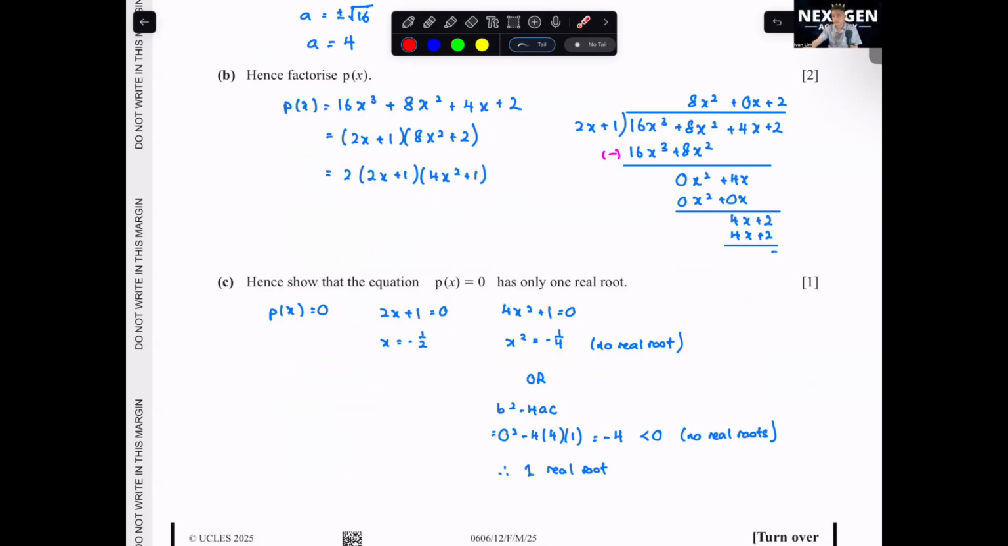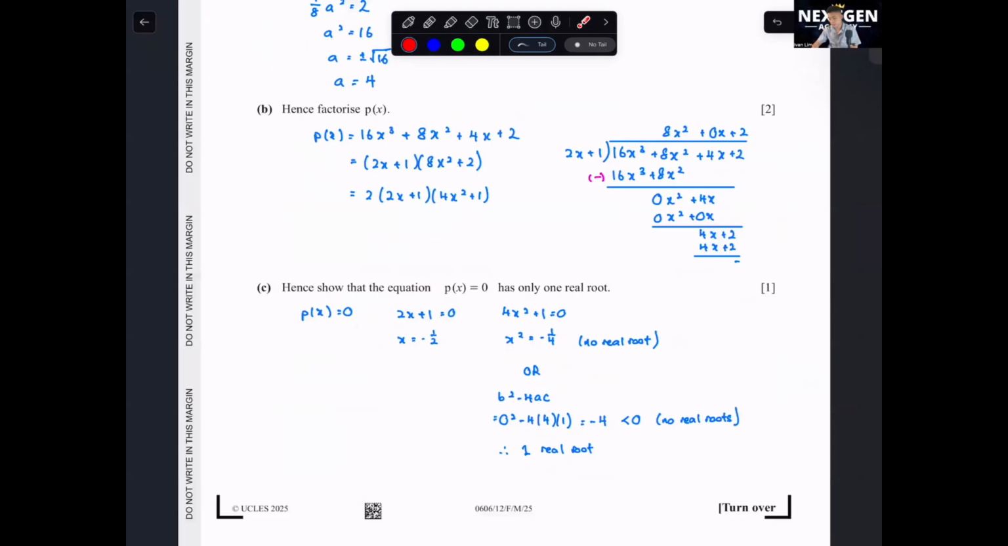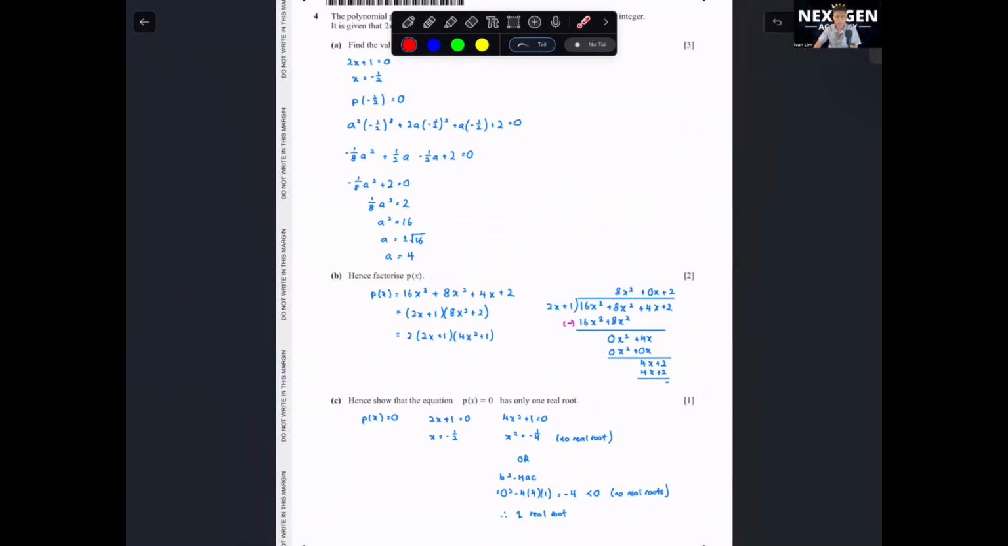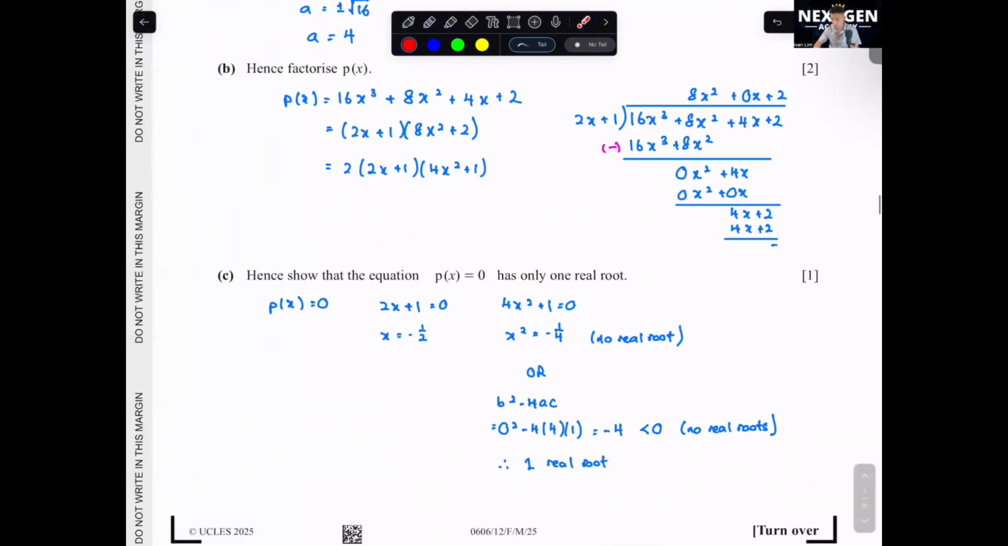Factors and polynomials. Most likely factors and polynomials will come out for paper 1. Even based on the previous syllabus paper, this one normally says do not use a calculator. So please practice with mental calculation when you do your past year papers.